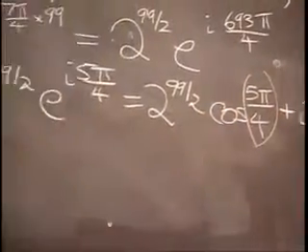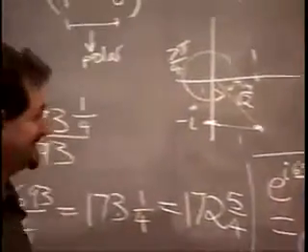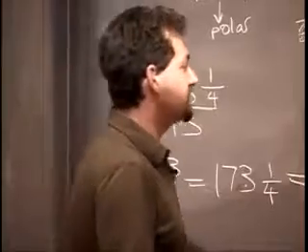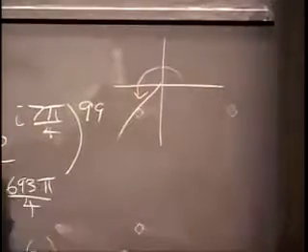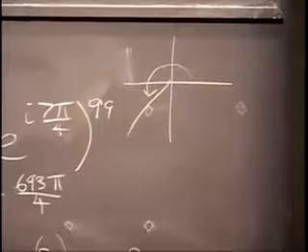That's how you deal with e to the i theta: cosine theta plus i sine theta. And there's the factor, 2 to the 99 over 2. So we just have to be able to take cosine 5 pi over 4 and sine 5 pi over 4. Well, 5 pi over 4 actually puts us in the third quadrant, so they're both going to be negative. They're both, in fact, going to be negative 1 over root 2.